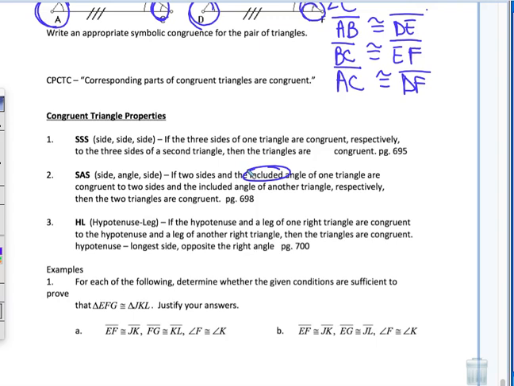Another one is hypotenuse leg. And this only works on right triangles. So the first 2 work on any triangles. The last one, if you have 2 right triangles that you're trying to prove are congruent, and you know that the corresponding leg is congruent and the hypotenuses are congruent, then you can prove that the 2 triangles are congruent. And so let's go ahead and work example 1, and then I'm also going to pull up another little worksheet to show you a few more examples before we actually start doing some constructions.